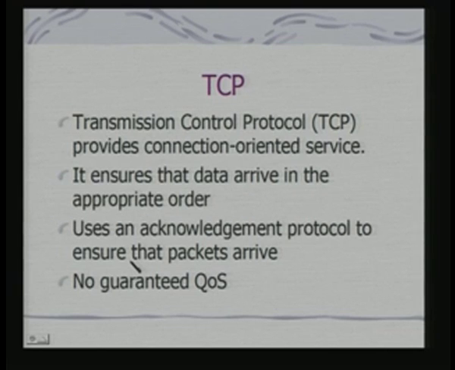It also uses an acknowledgement protocol to ensure that the packets arrive, but however, there is no guaranteed quality of service. Guaranteed quality of service is again very simple quality of service that you are looking for, maybe a bound in the delay for the packets arriving. And in fact, one parameter which we refer to as jitter, there is variation in the delay. So, even if you have the variation in the delay bounded, then also there is a QoS guaranteed. The TCP really does not guarantee quality of service.